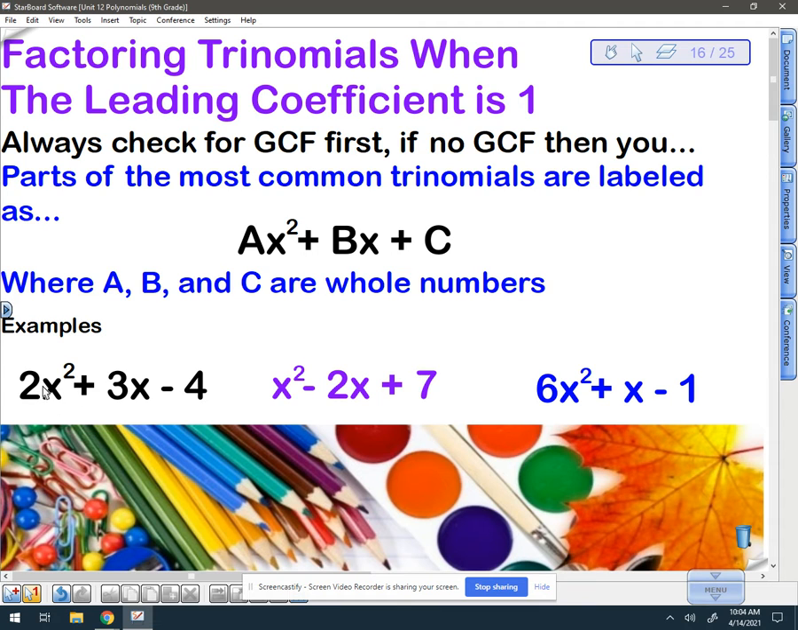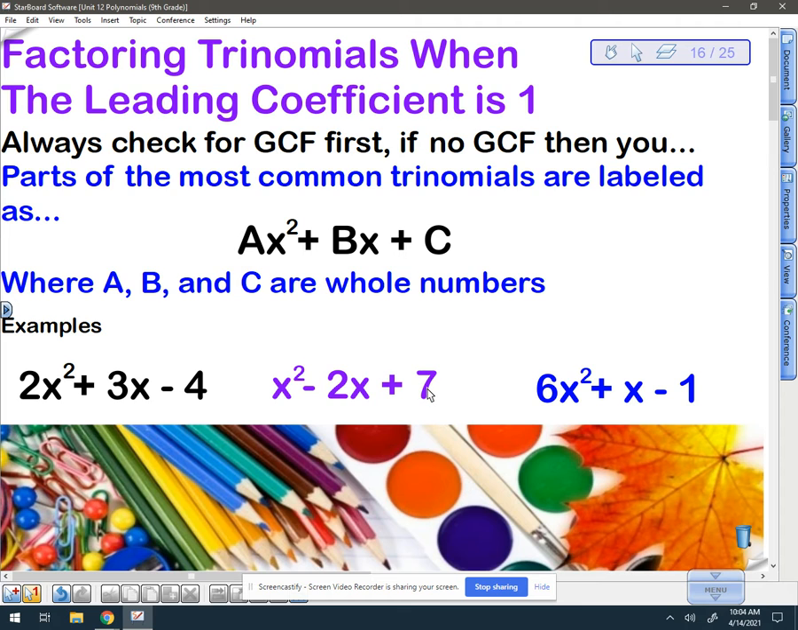So for example, 2x squared plus 3x minus 4. So that's a trinomial. And it's always going to be set up with x squared, x, and then a constant. So you've got x squared minus 2x plus 7, and you've got 6x squared plus x minus 1. So if you look in this example, a is 2, your b is 3, c is negative 4. In this one, in the purple, a is, there's nothing there, so it's a 1. B is negative 2. C is 7.